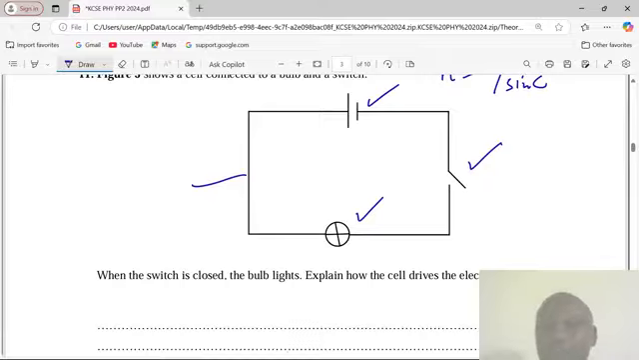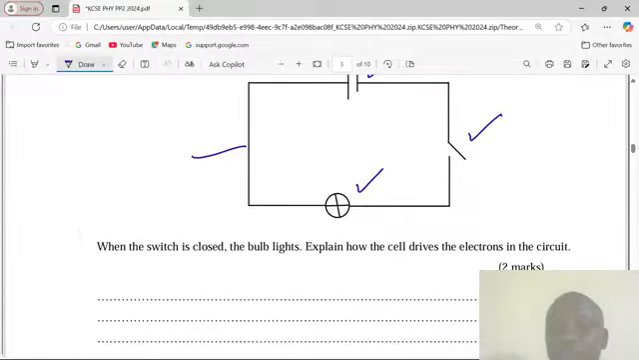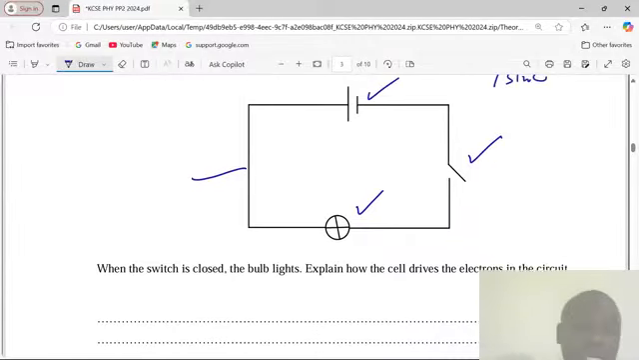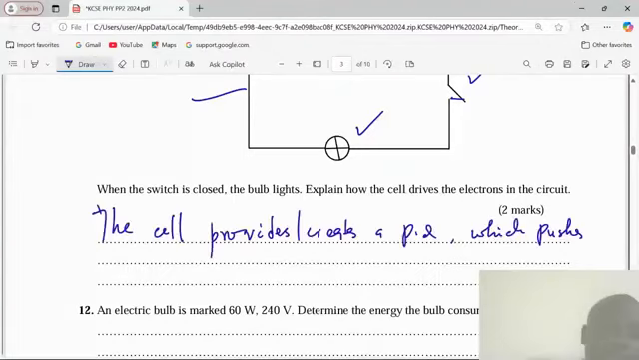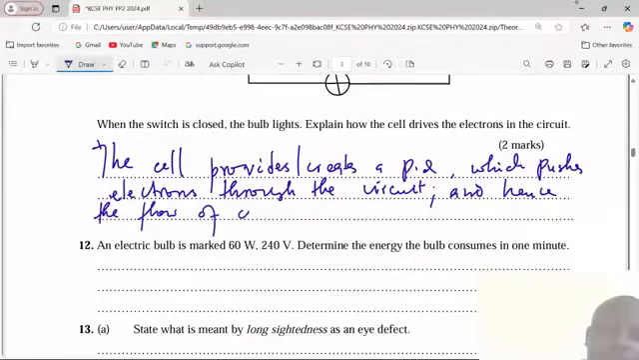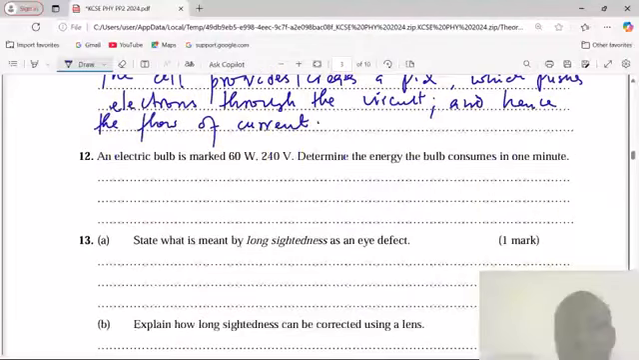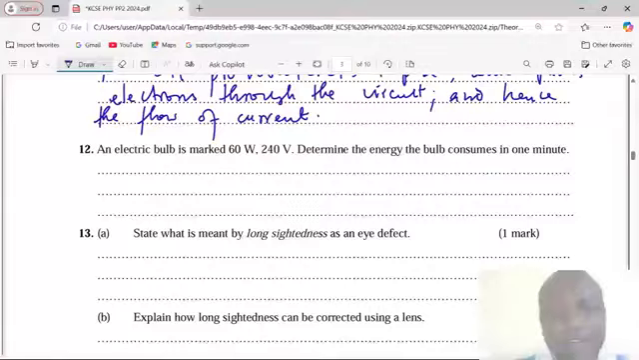Explain how the cell drives the electrons in the circuit. Therefore, you talk about the potential difference it's going to create. That is what will lead to electrons flowing in the circuit. So when the switch is closed, it's the cell which pushes electrons, and hence the flow of current.